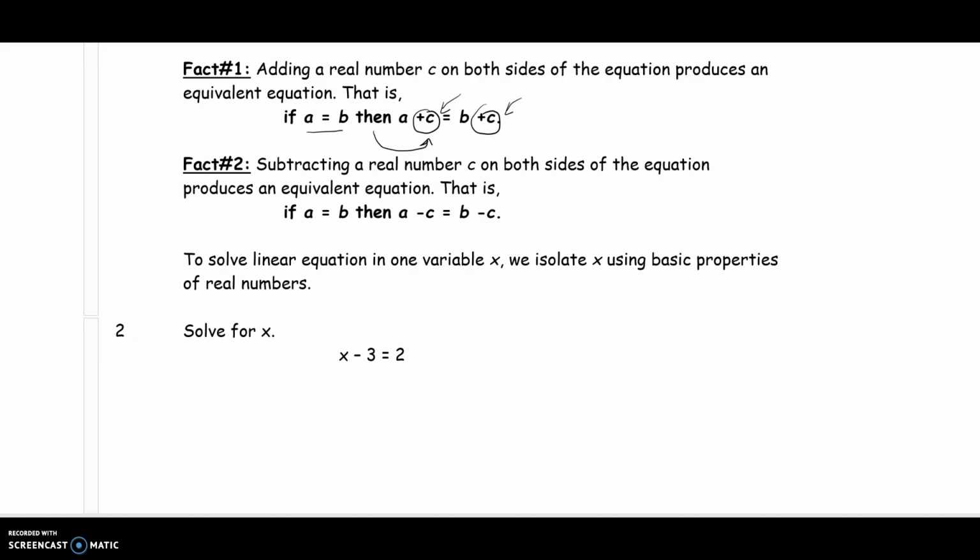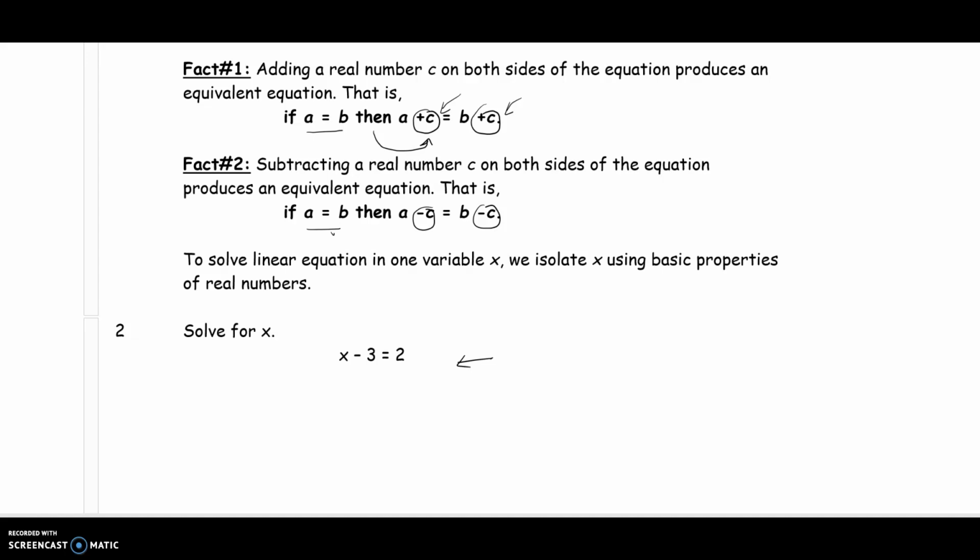Now the second rule is the rule of subtraction. If a equals b and we subtract the exact same number from both sides, then we get an equivalent form, which is a minus c equals b minus c. So if a equals b, then a minus c equals b minus c. So we're going to solve some simple linear equations here. Let's start with the simplest.